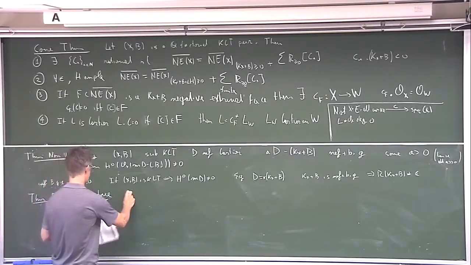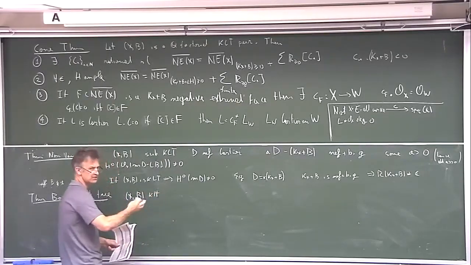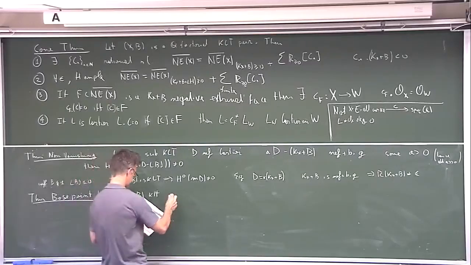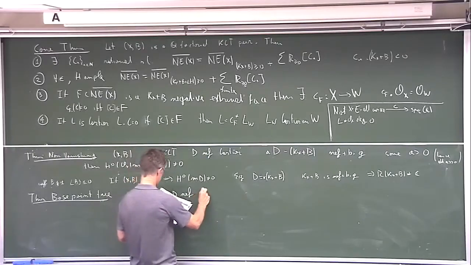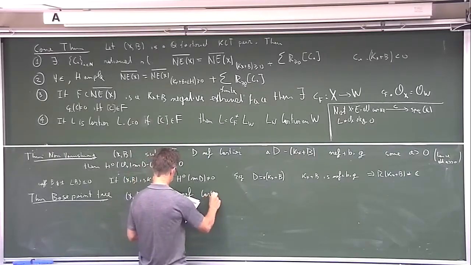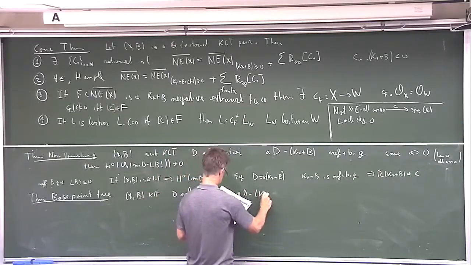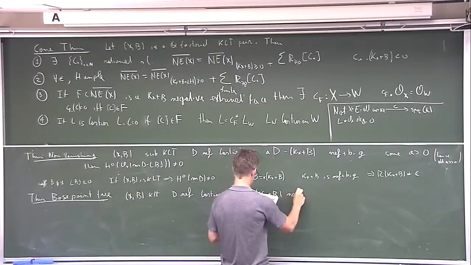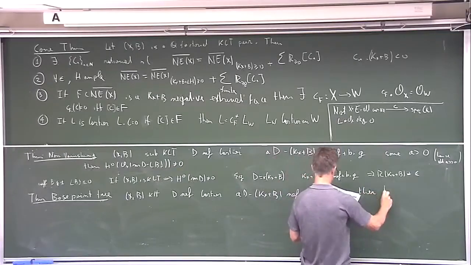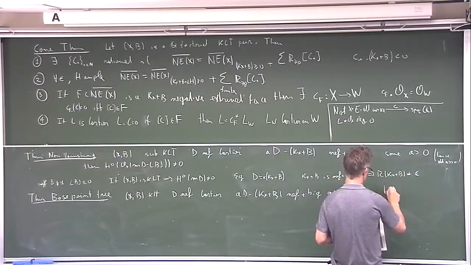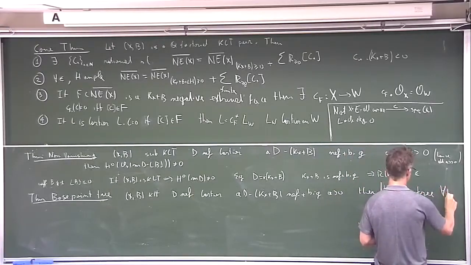So let's say that (X, B) is KLT. This works in the relative setting, but for simplicity, let me assume that X is projective. D is my nef Cartier divisor, and I'm assuming that aD minus (KX plus B) is nef and big for some a greater than 0. Then bD, the linear series, is base point free for every b sufficiently big.